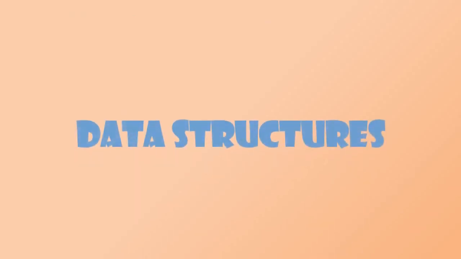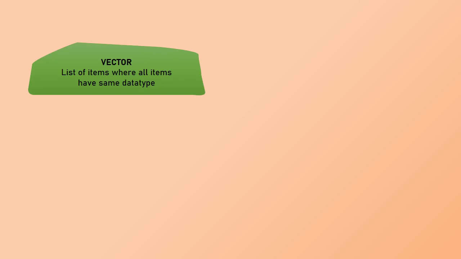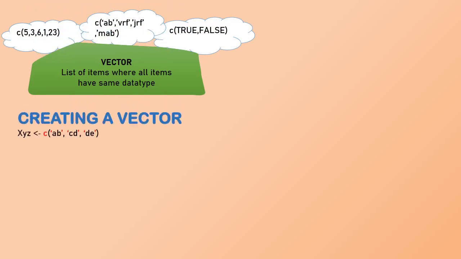Now let's discuss data structures. These are structures derived from data types. The first one is vector. Vector is a list of items where every item belongs to the same data type. To create a vector, make a list of items with similar data types in parentheses and add c before it. Notice here that for character data type, each item is present in quotes.